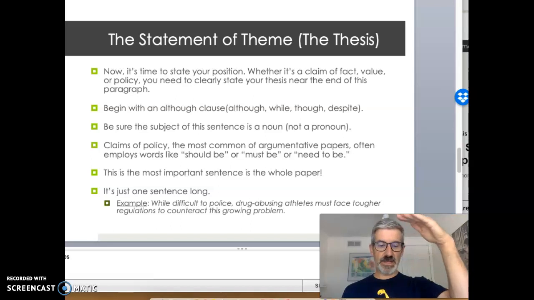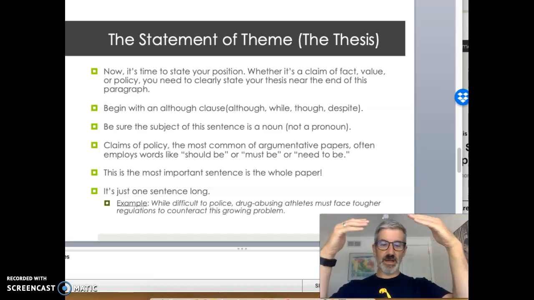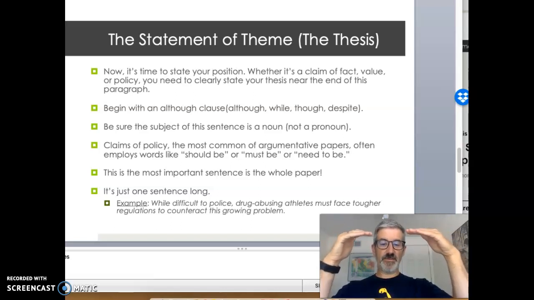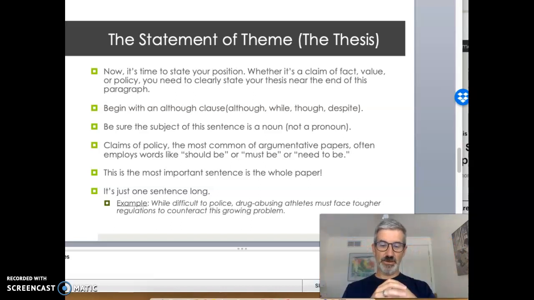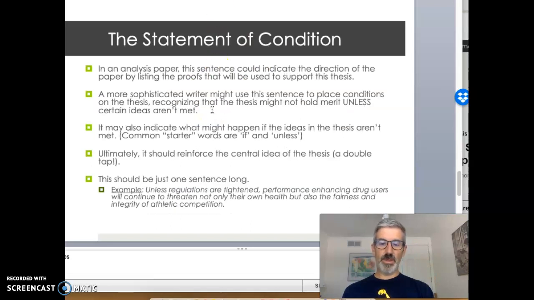You've done the general statement of assumption, introduced the topic of drugs in sports. And we've got our statement of fact, where we identify a specific fact, a statistic in this case, of how drugs are used regularly by athletes, followed by a position, which is that we need to have tougher regulations for drug-abusing athletes. Now, I like to finish my thesis statement paragraph with what I call a statement of condition.